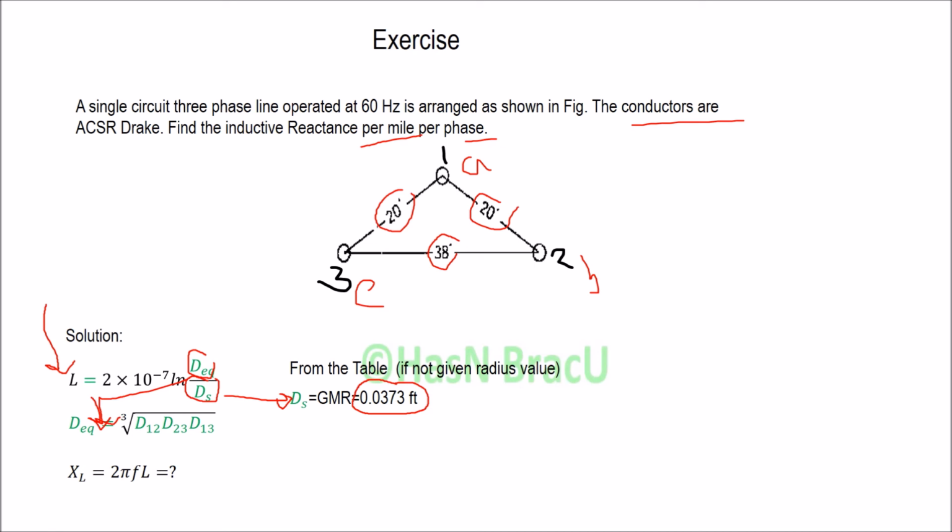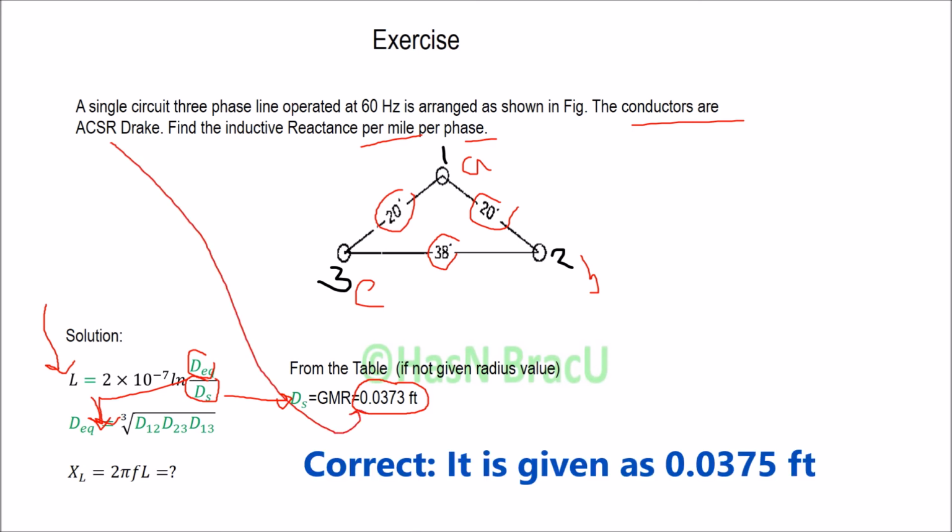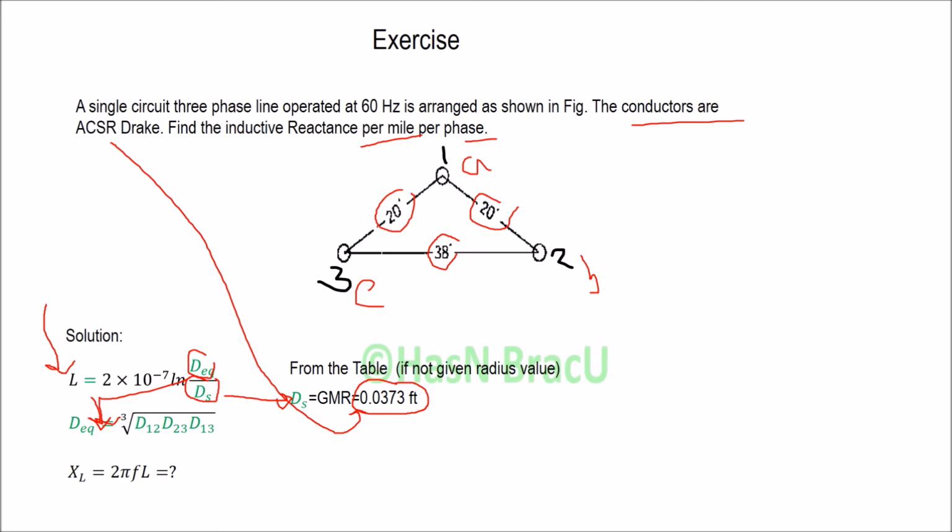So from there we can find the value of GMR, which for ACSR Drake is 0.0373 foot, right? So we can get the equivalent through this equation. We got ds as 0.0373 foot. After putting the value, we can get the value of inductance, right?